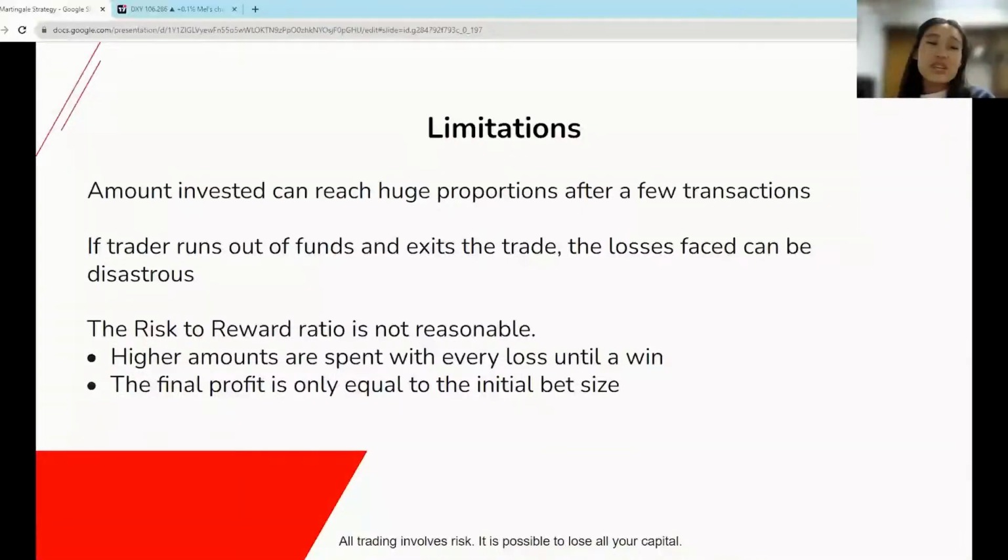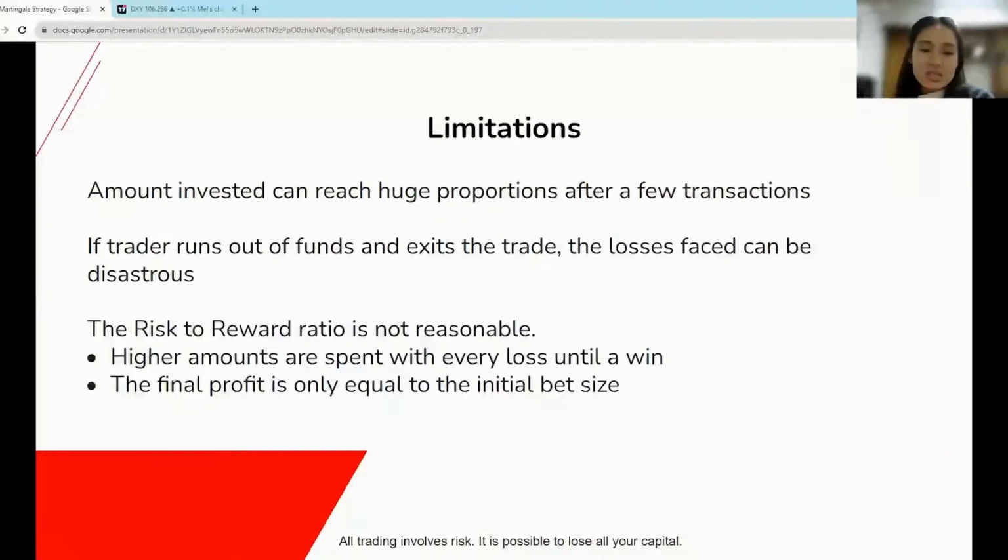The risk to reward ratio is also not reasonable. High amounts are spent with every loss until a win, again because you are doubling your lot size, and the final profit is only equal to the initial bet size. So what this means is that your initial bet size, which is typically one lot, and your final profit, since you have made so many losses before it, will not be a significant amount.